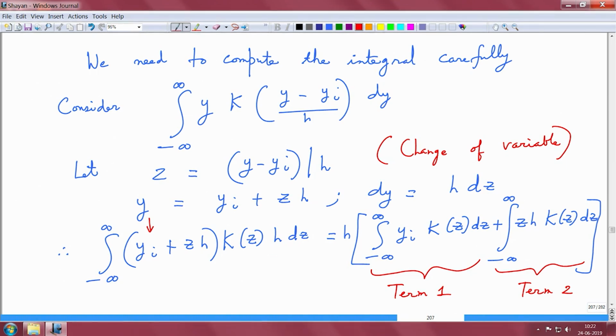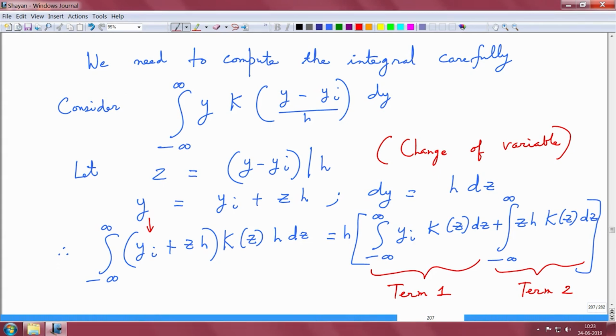Now, we pull this h outside, we have two terms in these braces. So, we just break this integral into two terms, we expand this integral out. It is basically the integral from minus infinity to plus infinity of yi times K of z dz, plus the integral from minus infinity to plus infinity of zh times this kernel K of z dz. We have two terms.